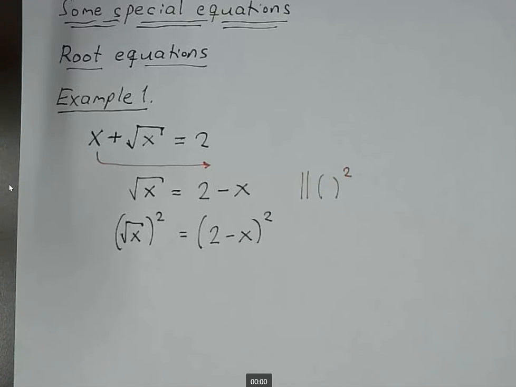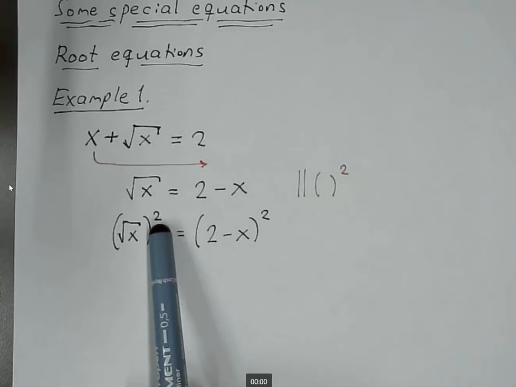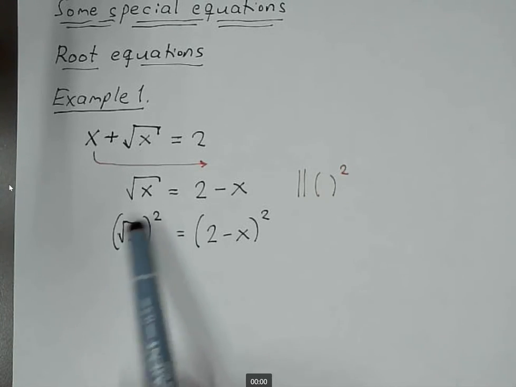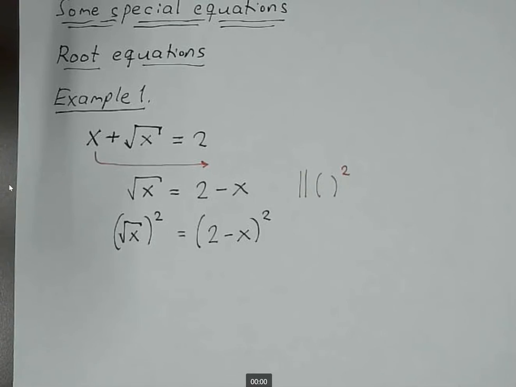But things will be better soon, because now we will see here that we have square root and exponent 2. They will eliminate each other. So in the left hand side we get only just a simple x, because square root of x raised to the power of 2 equals x.